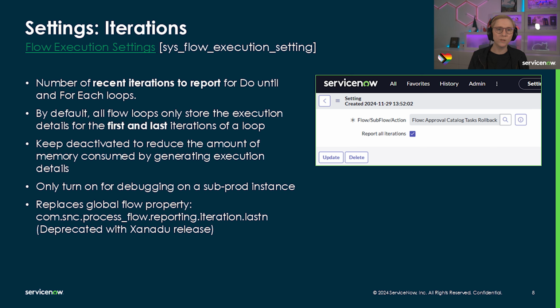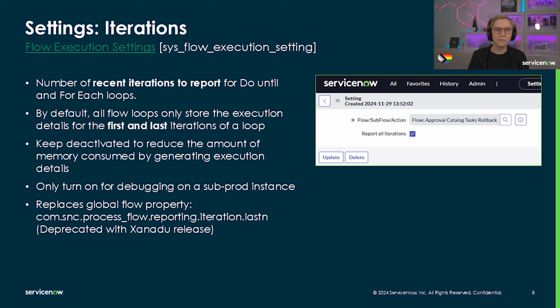By default, all flow executions with loops only store execution details for the first and last iterations of a loop to prevent any impact. Prior to the Xanadu release, we had a global property to control this behavior.